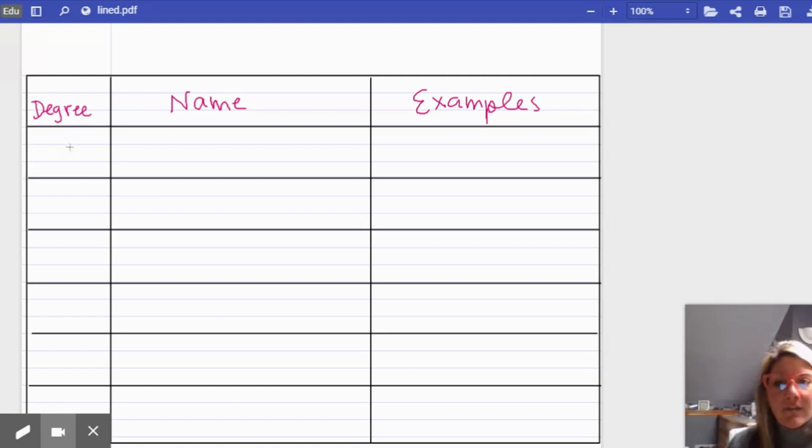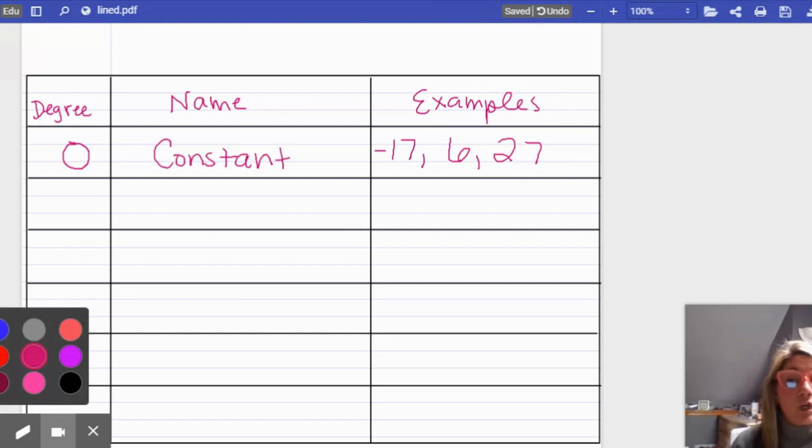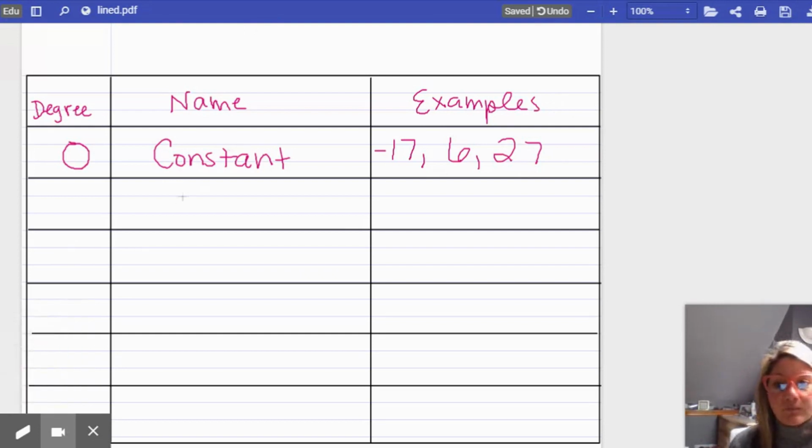So if we have a degree of 0, what we have is a constant. A constant is just a number without a variable. So it could be negative 17. It could be 6. It could be 27. All of these are examples of constants because they are just a number and they will never change because they are not attached to a variable.